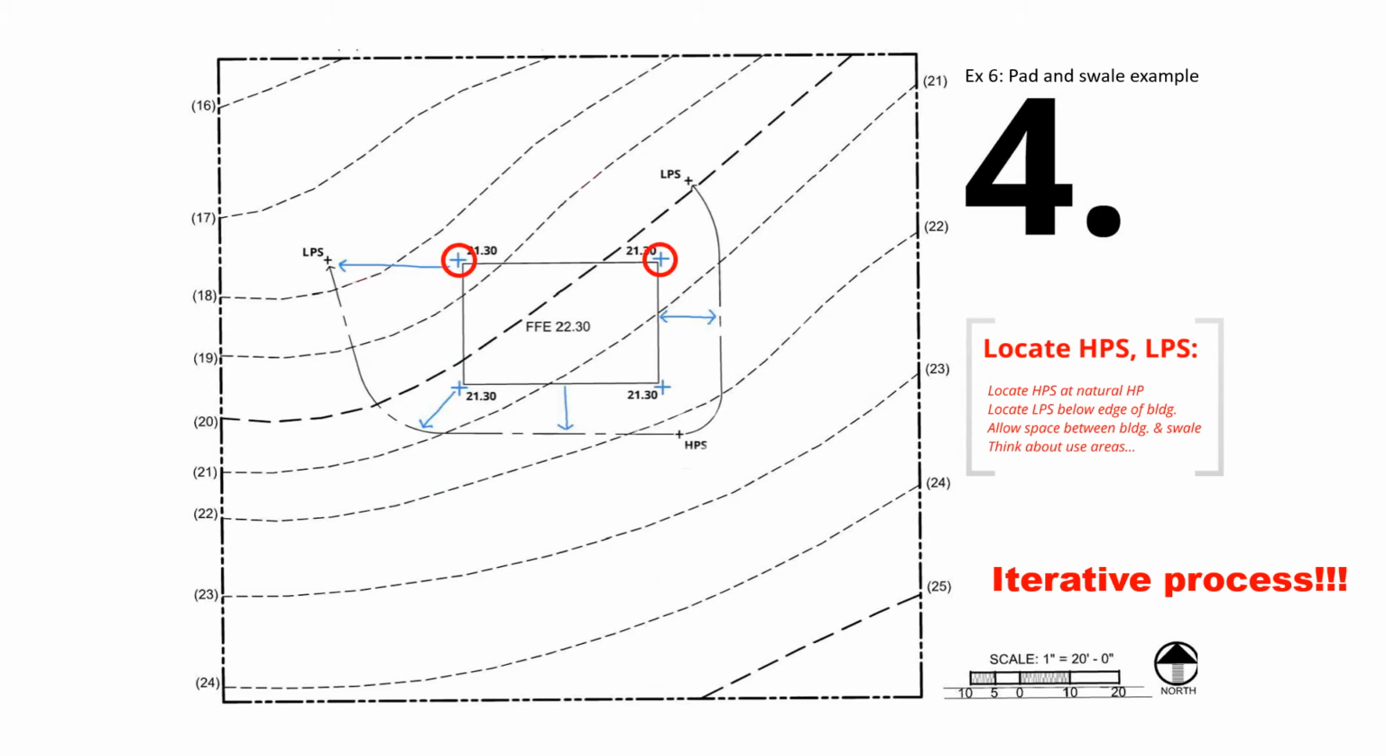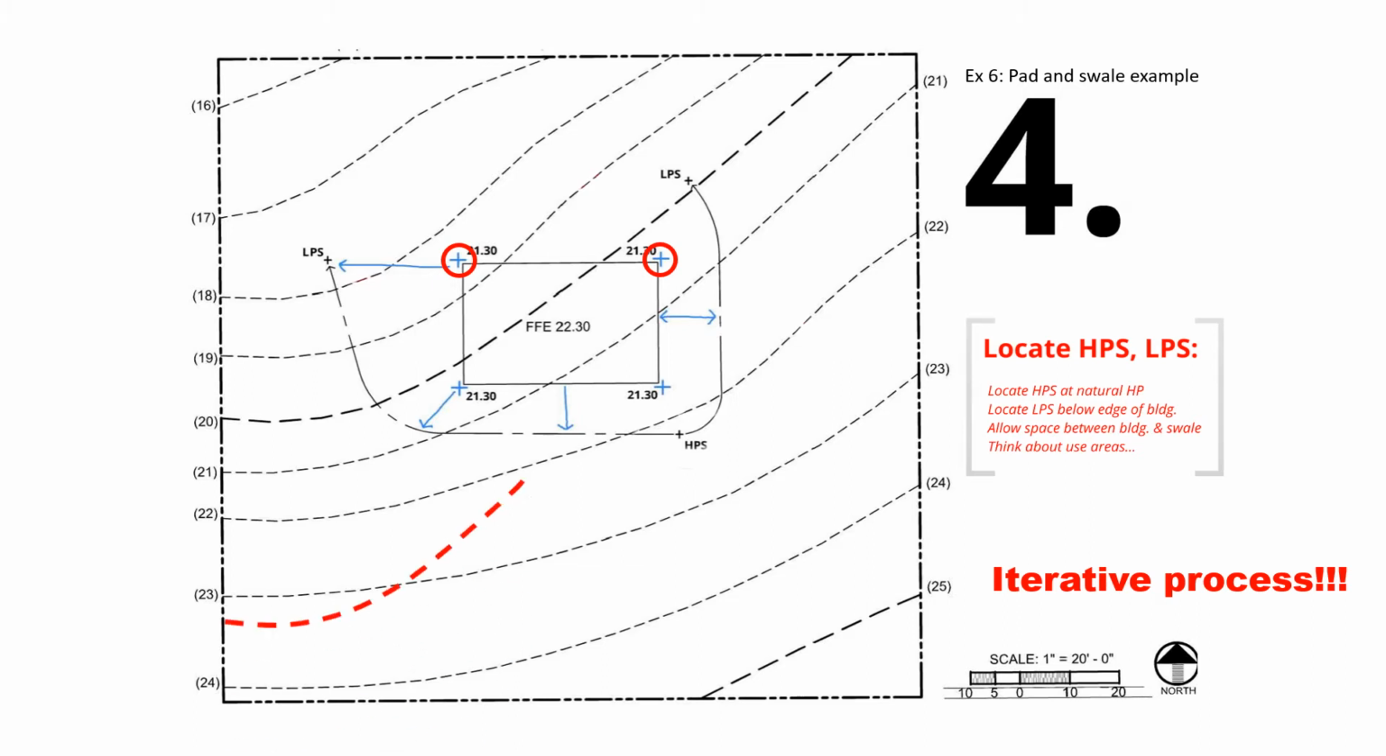For your first try, you can look at where the building corners are and locate them one contour below the edge of the corners. This way, the swale, which ends at the LPS, will be able to get water past the building, right? So what does that mean?